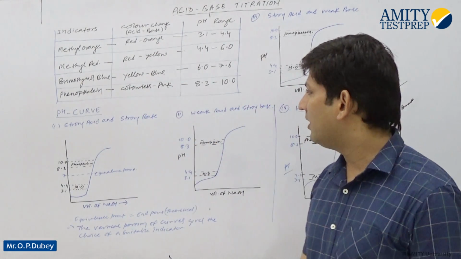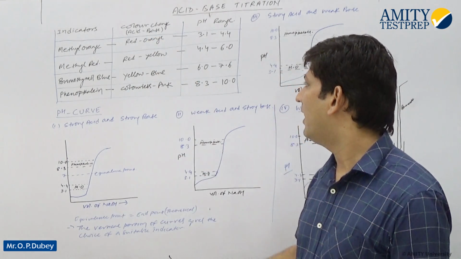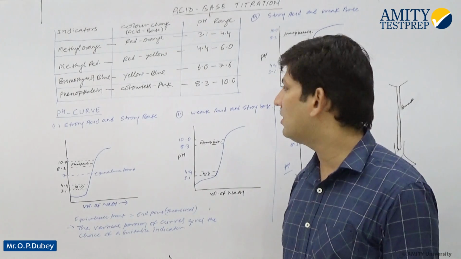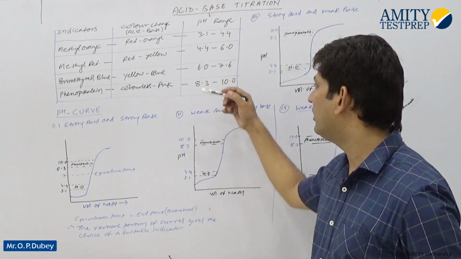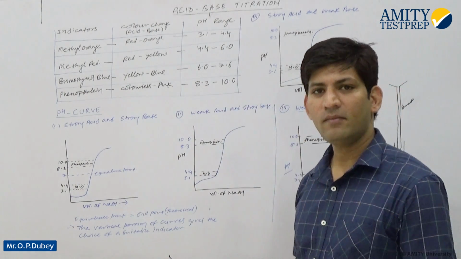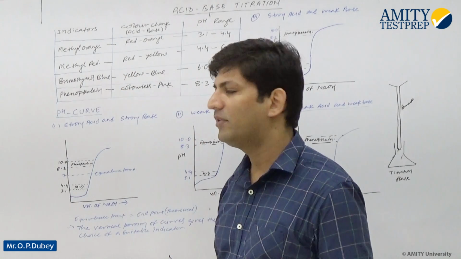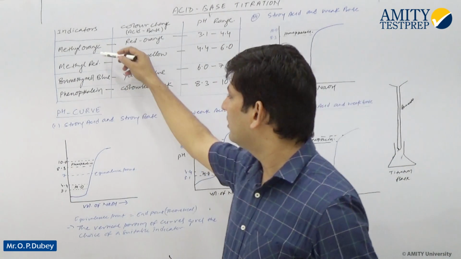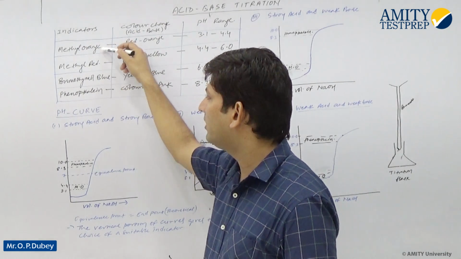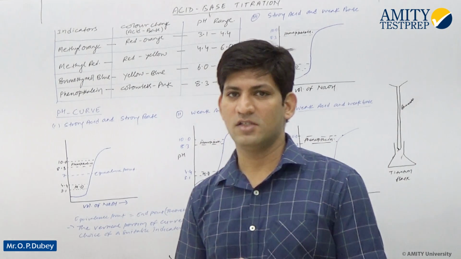Phenolphthalein, another type of indicator, is colorless in the acidic solution and it becomes pink in the basic solution, and the pH range of this phenolphthalein indicator is 8.3 to 10. Mostly we use methyl orange and phenolphthalein during the acid-base titration. These two indicators are very important indicators which are used during the acid-base titration experiment.